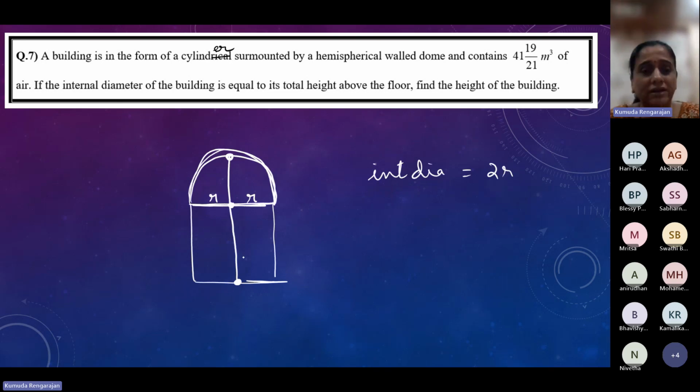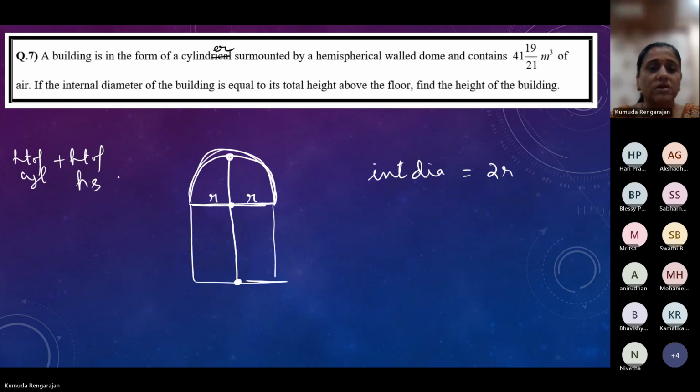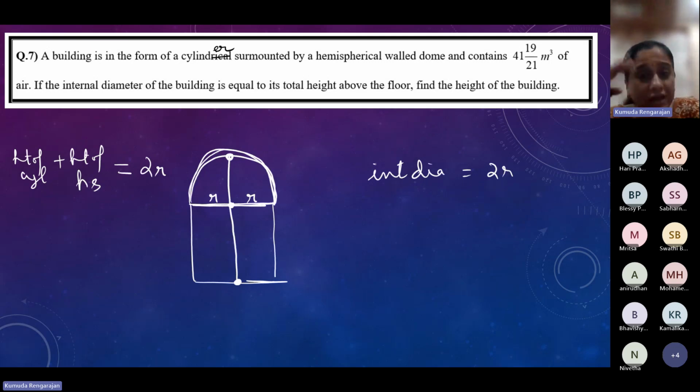Now, what is the height of the building? It is the height of the cylinder plus the height of the hemisphere, and this is equal to 2r. I'll give you time to read it for yourself and understand better. So the internal diameter, which is 2r, is equal to the height of the building. And what makes the height of the building? The height of the cylinder and the height of the hemisphere together. So height of the cylinder plus height of the hemisphere is equal to 2r.